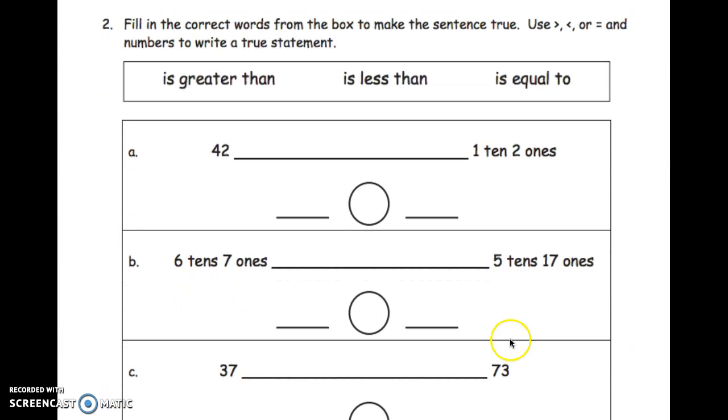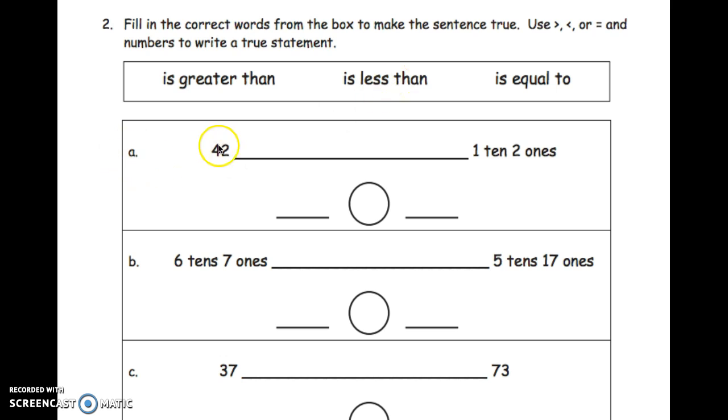On the back, number 2, fill in the correct words from the box to make this sentence true. Use the 3 symbols and numbers to write a true statement. So in this box, this is a word box that gives you the words that you're going to use down below. Is greater than, is less than, or is equal to. So you're going to use this word box to help you fill in the problems below.